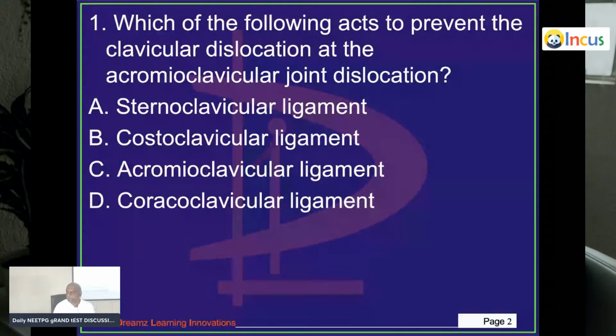So, doctor, which is the structure that prevents clavicular dislocation at the acromioclavicular joint? Acromioclavicular joint dislocation, doctor. It is the acromioclavicular ligament.